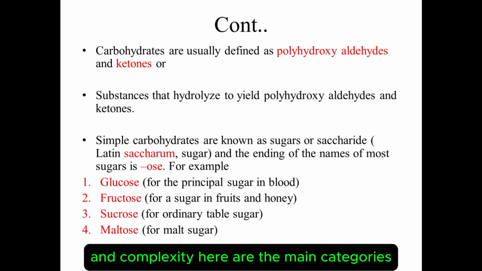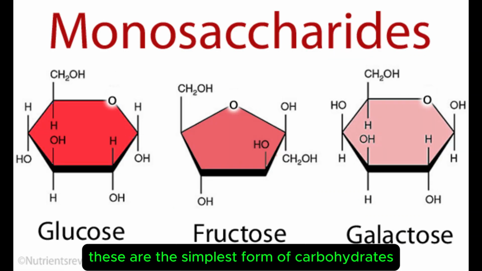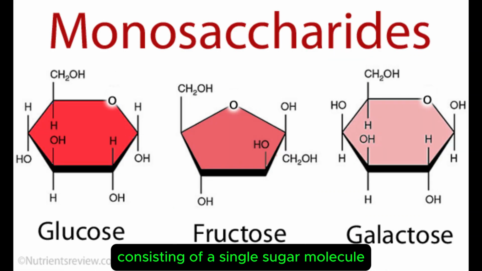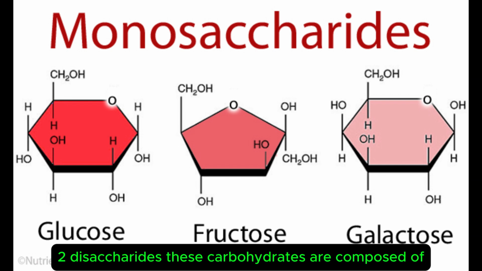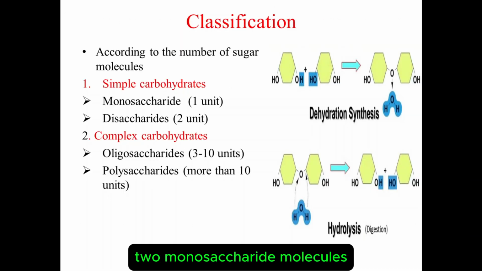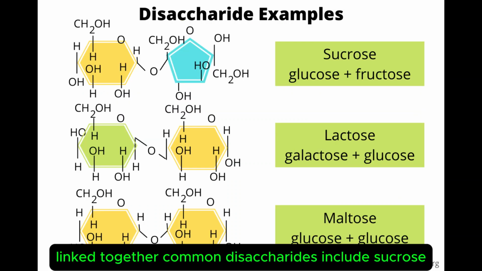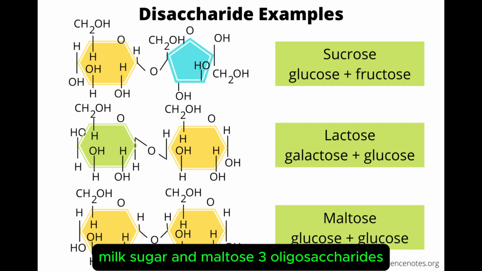Here are the main categories. 1. Monosaccharides. These are the simplest form of carbohydrates, consisting of a single sugar molecule. Examples include glucose, fructose, and galactose. 2. Disaccharides. These carbohydrates are composed of two monosaccharide molecules linked together. Common disaccharides include sucrose (table sugar), lactose (milk sugar), and maltose.